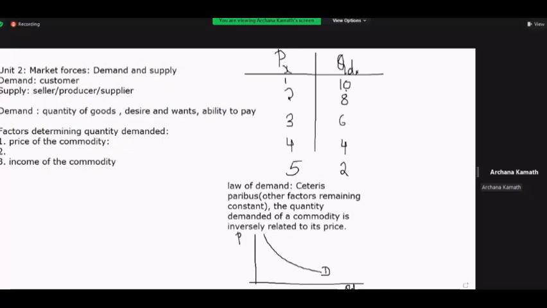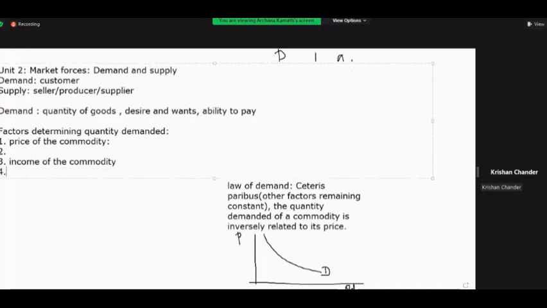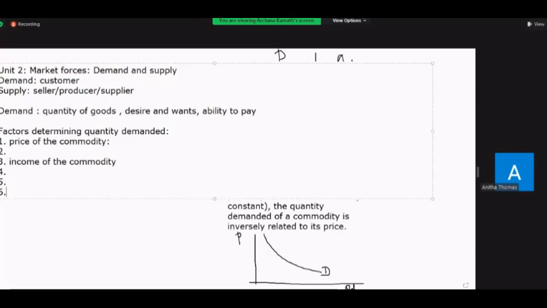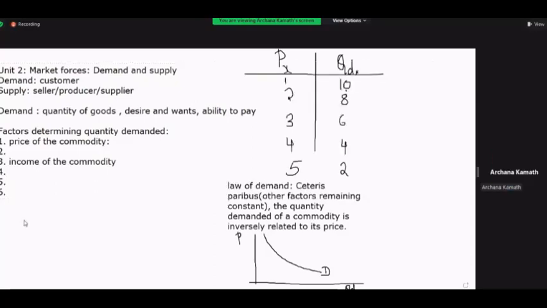Any other factors that influences your demand? Choice or preferences. Choice of preferences, okay. Quality of the commodity. Can you be a little more louder? Your voice is very feeble. Quality of the commodity. Okay, quality of the commodity. Okay, I'll give you another example. When you are particularly looking forward to, yeah, income is already mentioned.